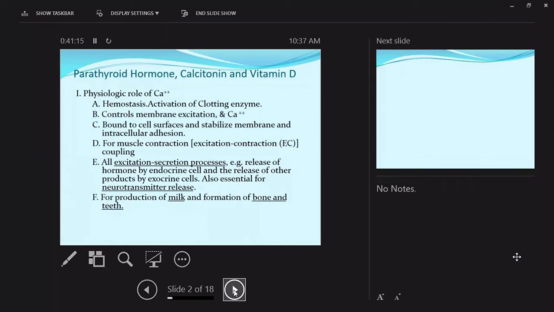And also for the production of milk and in the formation of the bone and teeth. Calcium is just a small element, but it has lots of function. And so you cannot really disregard calcium.